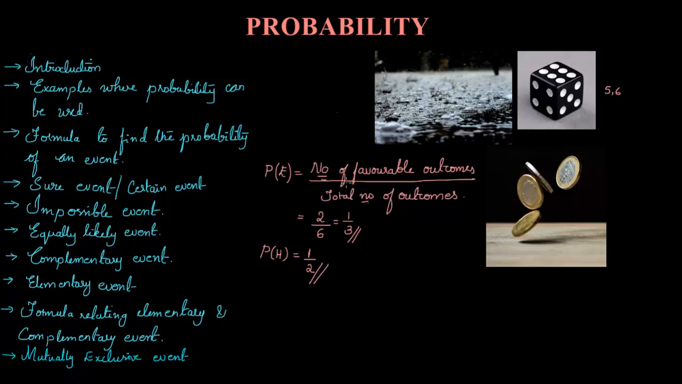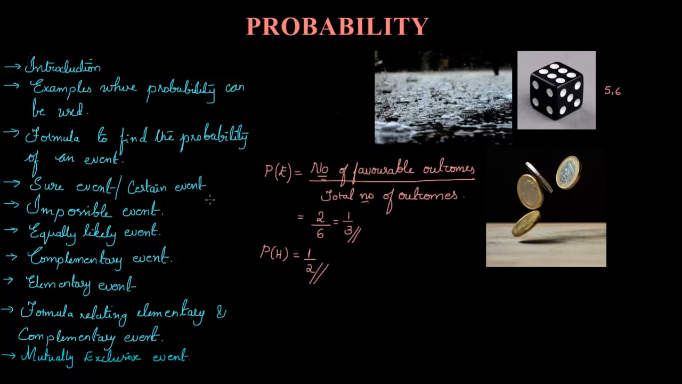So what is the formula to find the probability of any event? It is a very important formula, you need to remember it. The number of favorable outcomes, how many outcomes are possible, divided by the total number of outcomes. Totally how many outcomes you can have, how many outputs you can have, right? So this is the formula, you should remember it for solving problems related to probability.